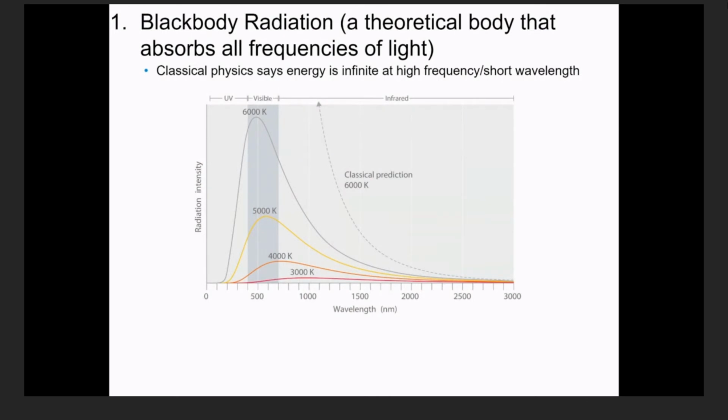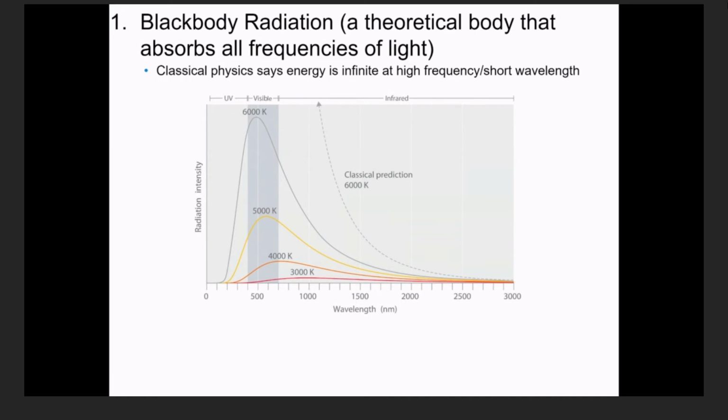So black body radiation: this is a theoretical body that absorbs all frequencies of light. Anything that's black is going to absorb light. You've probably heard that if you're wearing a white shirt, it's reflecting all light, and if you're wearing a black shirt, it's absorbing. And you've probably noticed that too, right? Like if you get hot. It's not exactly like your shirt, but it's a black body.